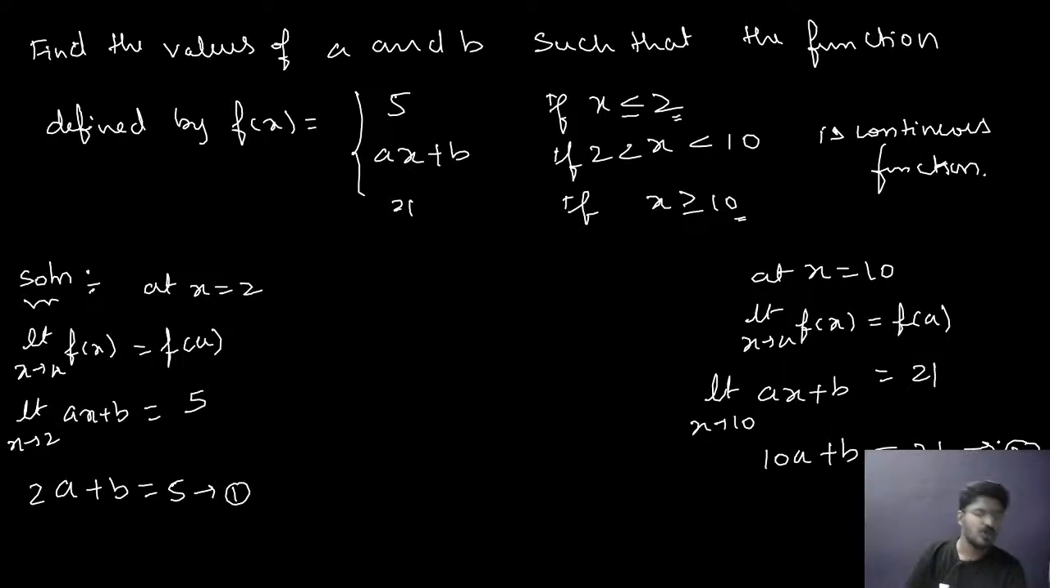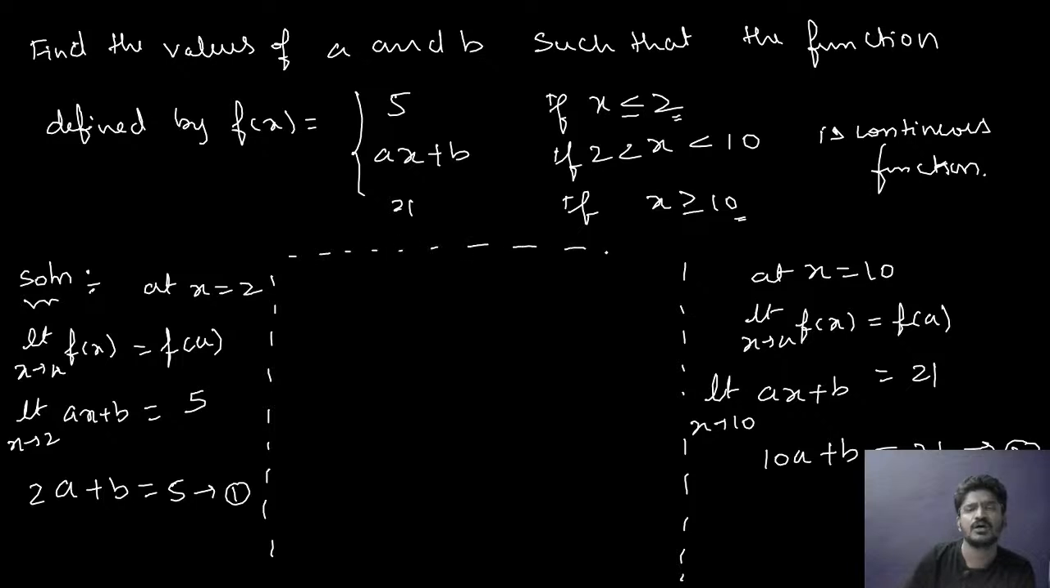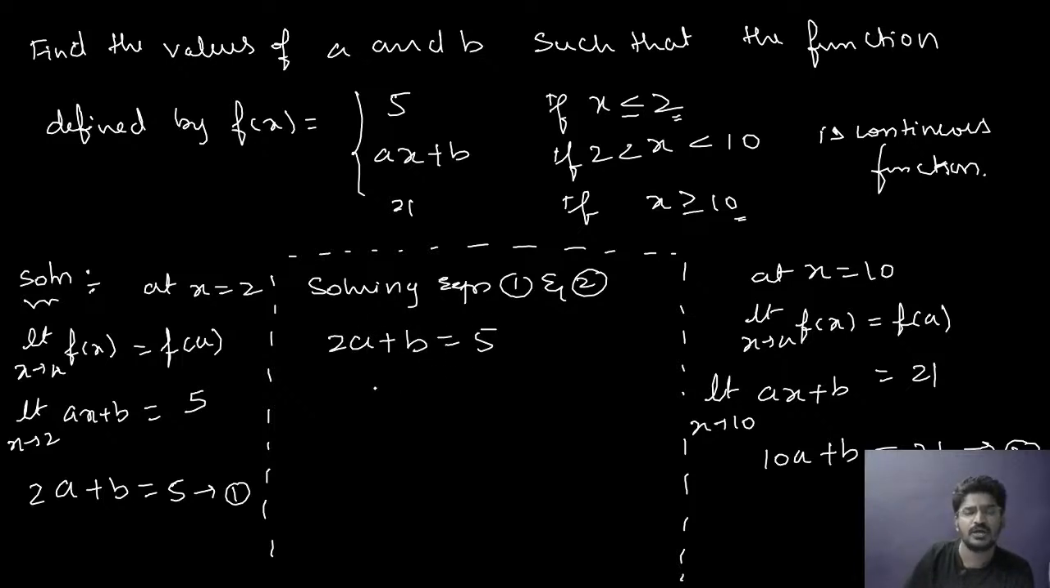So from this you got two equations, that is equation 1 and equation 2. Now we have to simplify, that is, solve equation 1 and 2. That is 2a plus b equal to 5, and 10a plus b equal to 21.